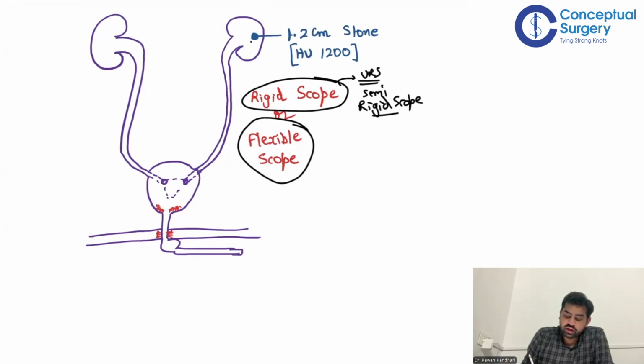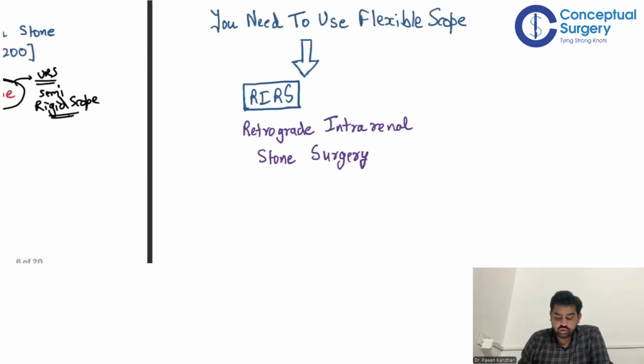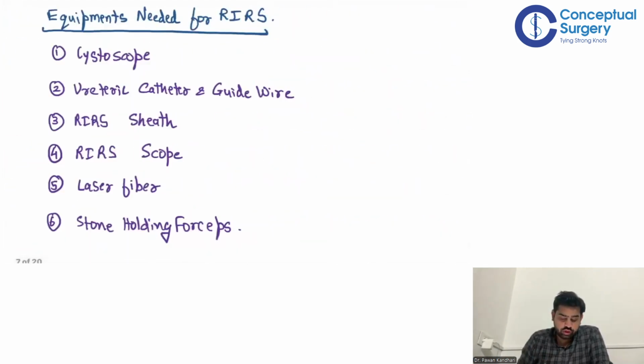Okay, what we have is a semi-rigid scope. You understand my point? But if there's a stone inside the kidney, what we use is the flexible scope. Now, what you basically do in this is a cystoscopy. Okay, so what are the equipments needed for the RIRS procedure?